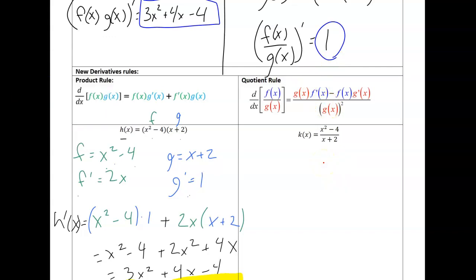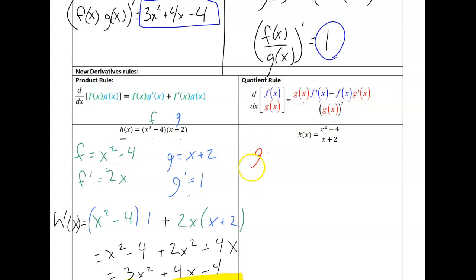I'm going to use the same thing. Notice my rule is a lot more complicated. It says I take my bottom times the derivative of the top minus the top times the derivative of the bottom, all over the bottom squared. And yes, you will have to memorize this. I still mix these up every once in a while, so it's okay if you get it wrong.